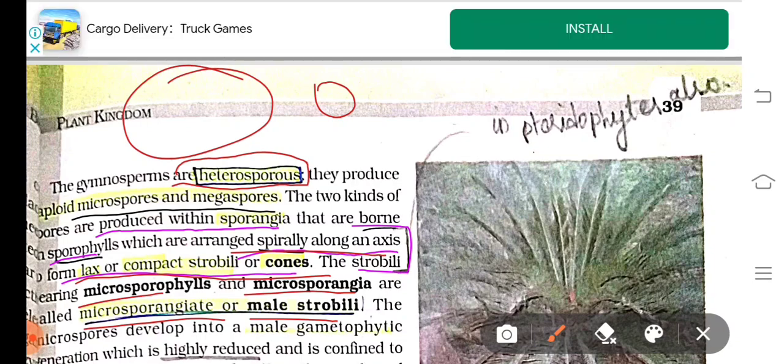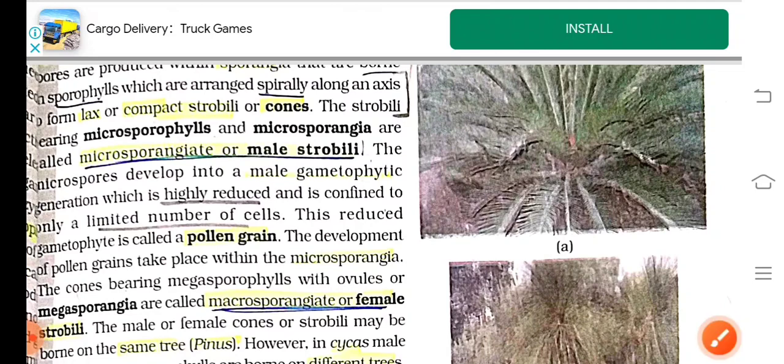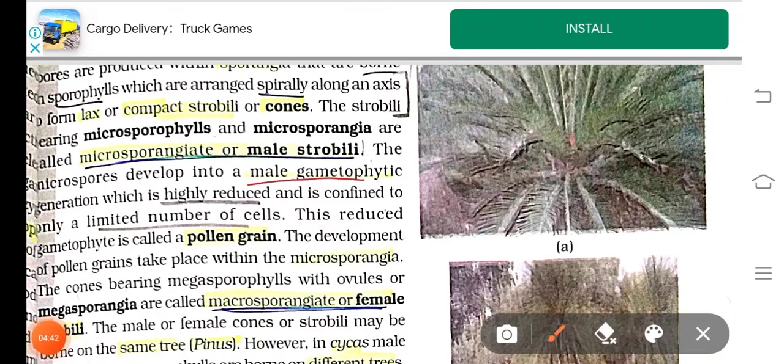Okay, the male has micro. ठीक है, मेल का जो है वो है सब कुछ छोटा, यानी माइक्रो. The microspores develop into male gametophyte generation, which is highly reduced, means it has only a very limited number of cells. And this reduced gametophyte is called your pollen grain. And the development of pollen grain takes place in microsporangia. Please remember this, that in males everything is micro, and in females macro.